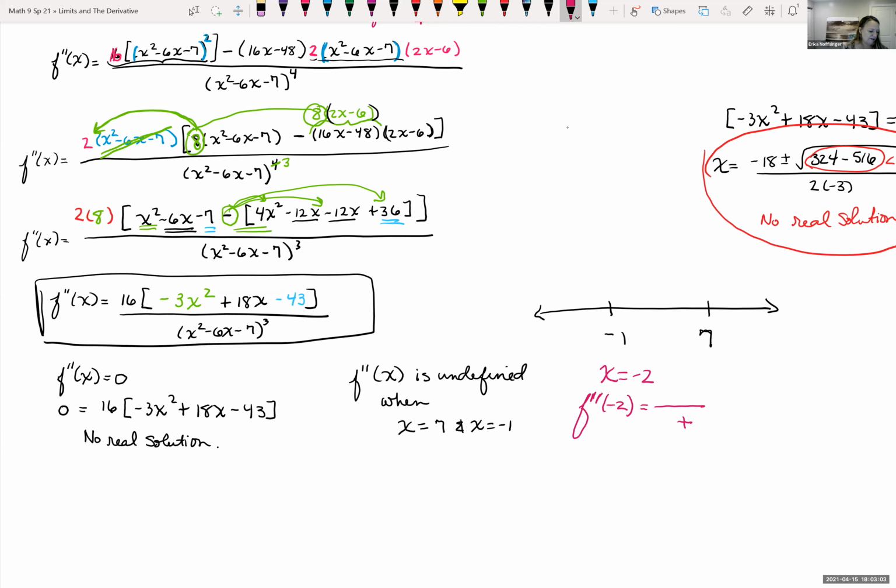In the denominator, if I plug in -2, that's going to give me a negative number in the numerator. So this is less than 0. We know it's concave down.